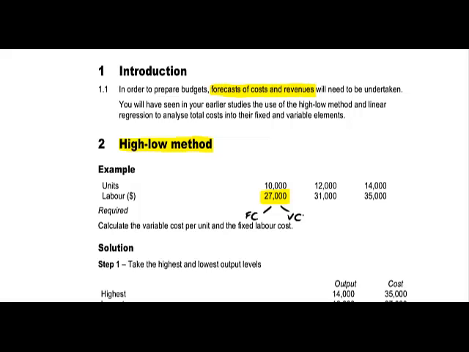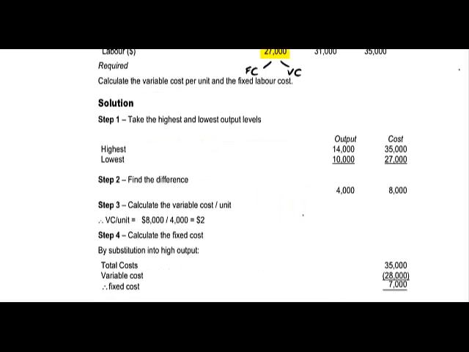So we just do a step-by-step approach. It's called the High-Low method because you take the highest and the lowest output levels. So in this case 14,000 and 10,000, and you look at what those labour costs are at each of those levels. Find the difference between the two, and that gives you the variable cost per unit. So if your output goes up by 4,000, the costs go up by 8,000. Therefore, variable cost per unit has got to be 8 divided by 4, or 2.